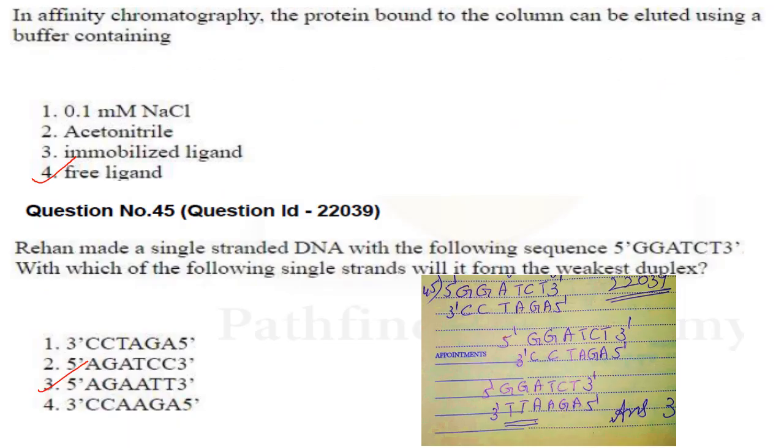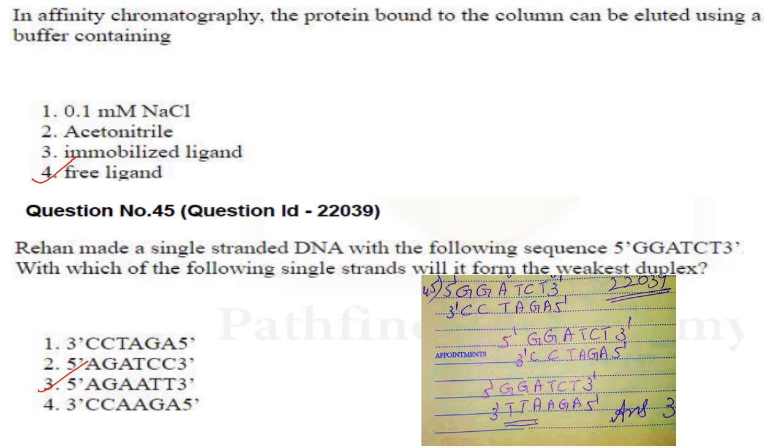Then next one. In affinity chromatography, the protein bound to the column can be eluted using a buffer containing. So the target protein in affinity chromatography can be eluted by changes in the pH or salt concentration, or also by competition with a free ligand. Here, free ligand is given in the options. So the answer is option 4, that is free ligand.